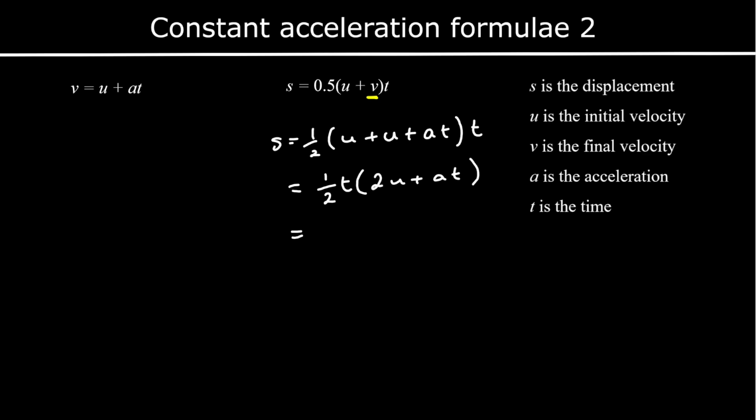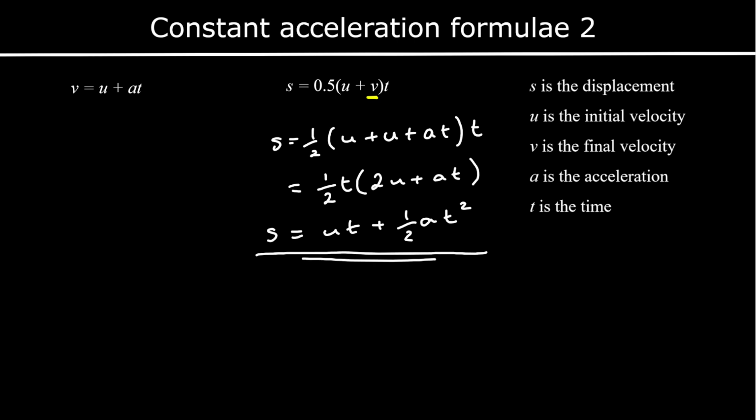Half times 2 is 1. t times u, we write as ut. Half t times at is going to be half at squared. So s is equal to ut plus half at squared. So that's another formula we can use now. So now we've got a formula without v in it, a formula that links s, u, a, and t.